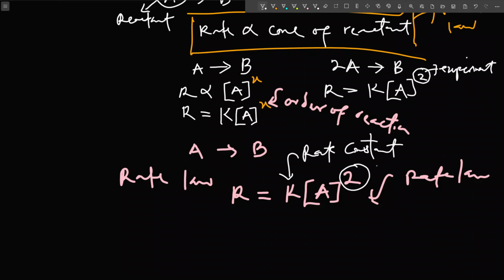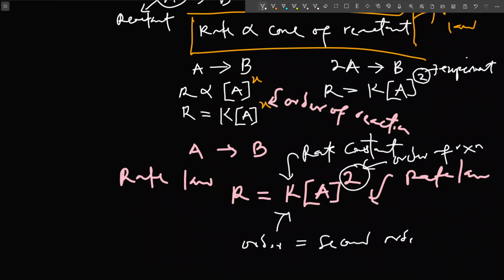We can use the rate law to determine what? To determine the order of the reaction, if it is first order, second order, or third order. So basically, I gave you just three uses of the rate law: the rate of the reaction, the rate constant, and also the order of the reaction. So from my example, the order of this reaction is second order. We don't say two order.